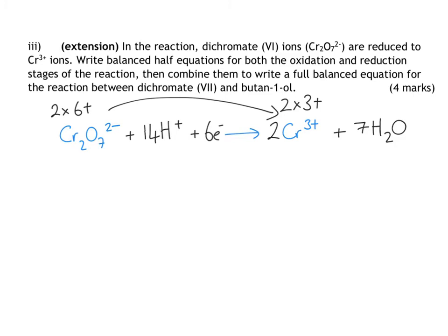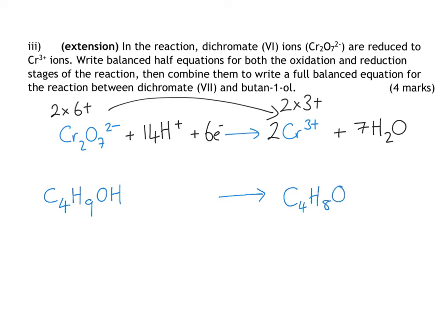Next part, it says write half equations. For this case, we're going to do the oxidation. So that was the reduction because the chromium was going down in oxidation number. So now we're going to do butan-1-ol, and we're still doing butan-1-ol going to butanal. Here's where it might be easier to just simplify the formula a little bit. So C4H9OH. Butanal would be C4H8O.